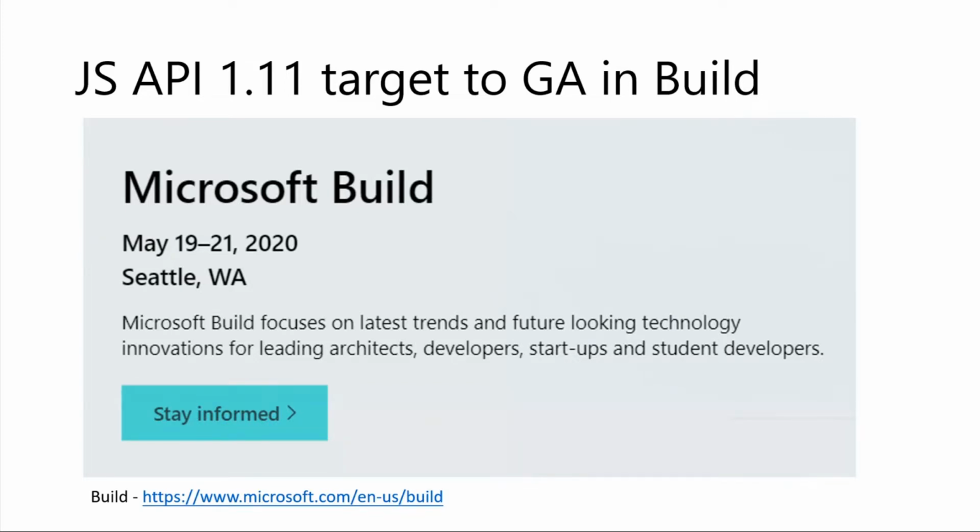So the first one is the time when we can GA our 1.11, which is in the build, which is May 19 to 21. You can check on the website to get more details about the Build events.